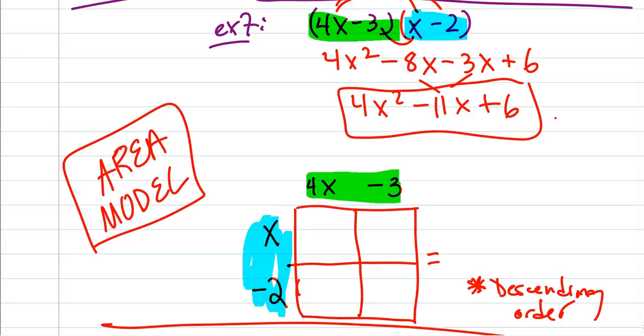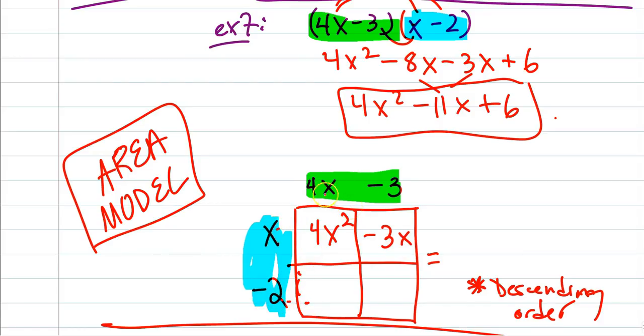And then I can find the area of each of these by multiplying. 4x times x is 4x squared. This little rectangle right here would be x by negative 3. Negative 3 times x is negative 3x. So basically we have distributed that x to both of these terms. Let's do the same thing with the negative 2.